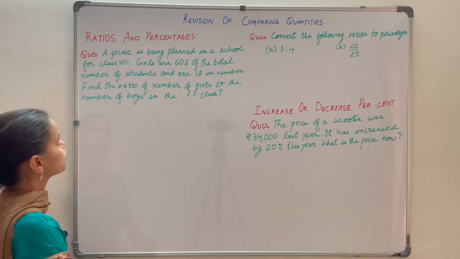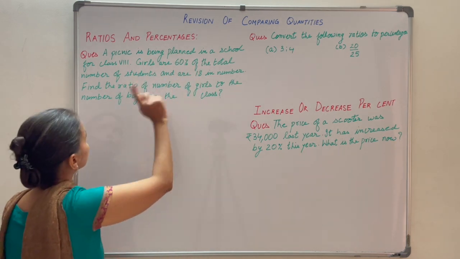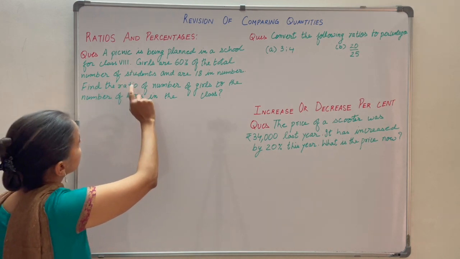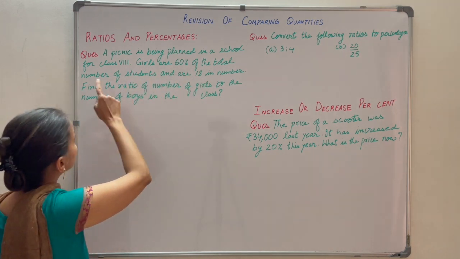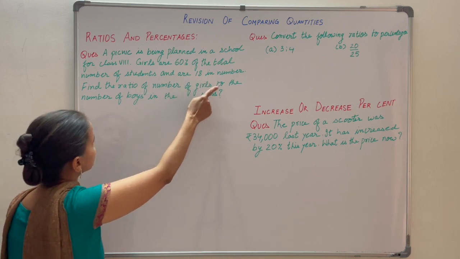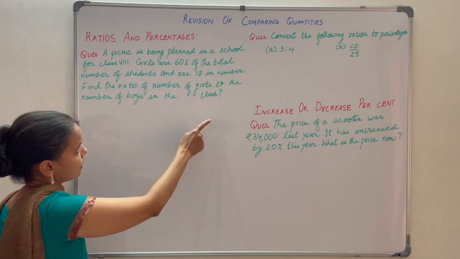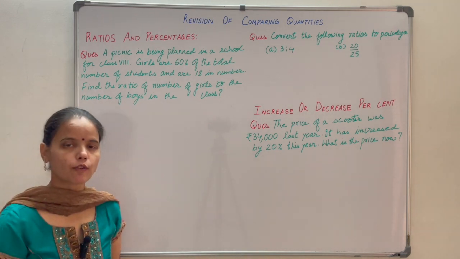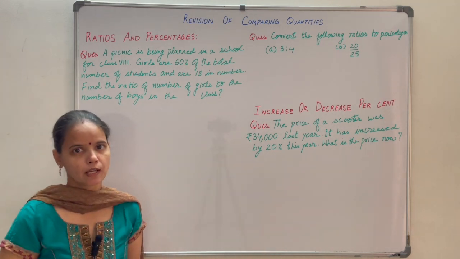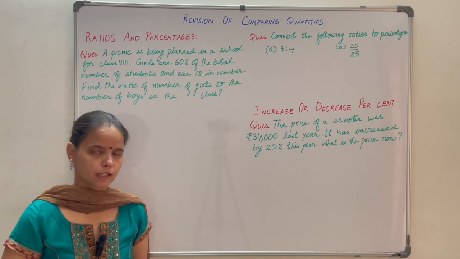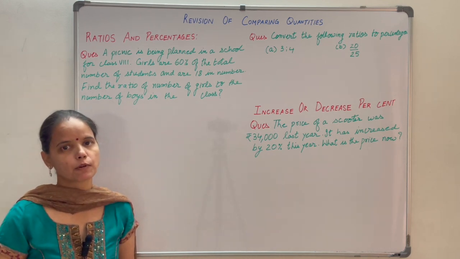Let us take this question. A picnic is being planned in a school for a class 8. Girls are 60% of the total number of students and are 18 in number. Find the ratio of number of girls to the number of boys in the class. So you need to find out the ratio of number of girls to the number of boys in class. So number of girls is given to you. You need to find out the number of boys.